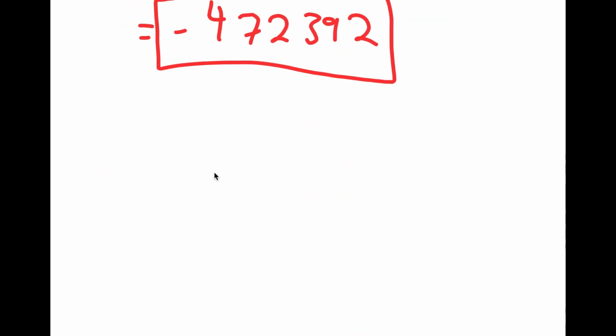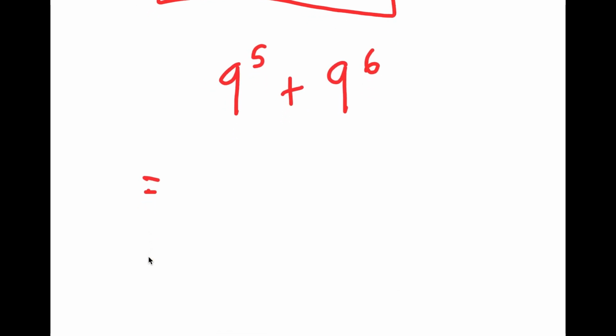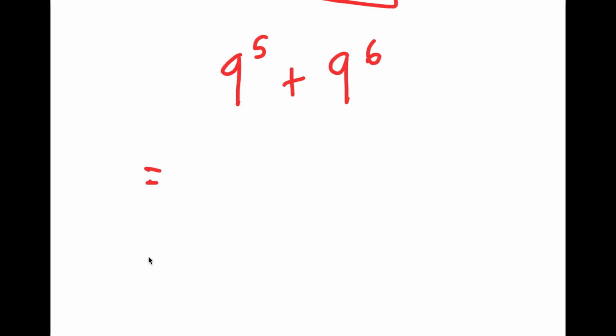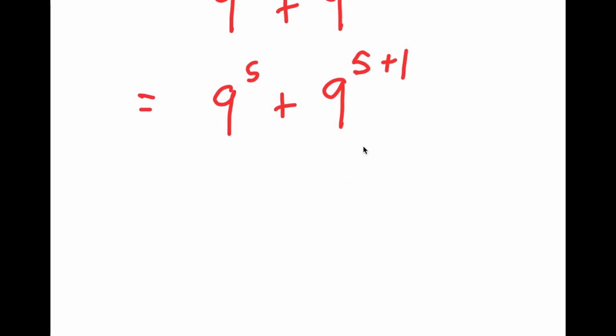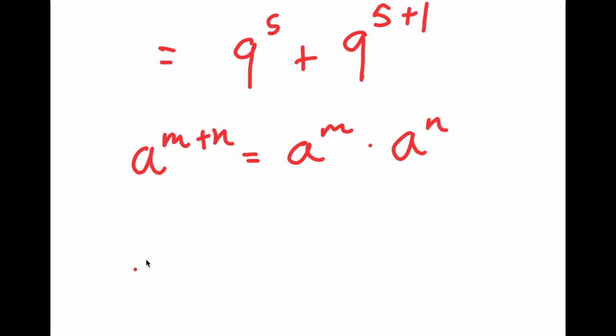Now, what I'm going to do is solve 9 to the power of 5 plus 9 to the power of 6. So actually, I want you guys to pause the video and try to solve this. So to solve this, what I'm going to do is rewrite 9 to the power of 6 as 9 to the power of 5 plus 1 once again. And now, if I have something in the form a to the power of m plus n, this is equal to a to the power of m times a to the power of n. So I'm just simply doing the same thing as I did in my first problem.